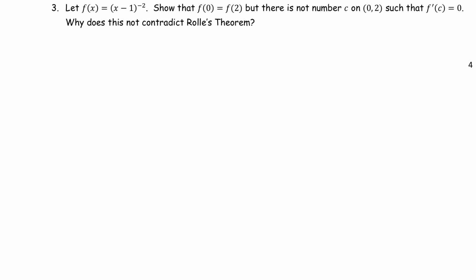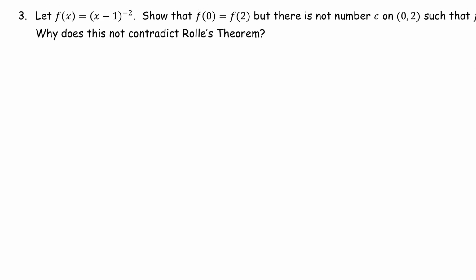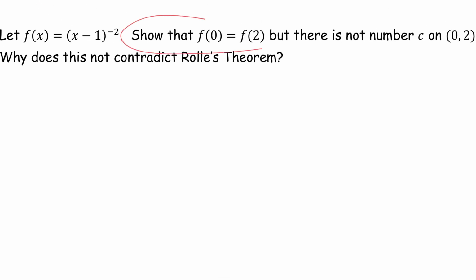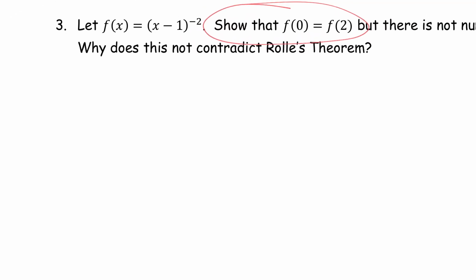All right, this last problem on Rolle's theorem tells us: let f of x equal this, show that f of 0 equals f of 2, but that there is not a number c in this interval such that the derivative equals 0. And why does this not contradict Rolle's theorem? So let's start by doing the part that they tell us explicitly to do, which is to show that f of 0 equals f of 2.